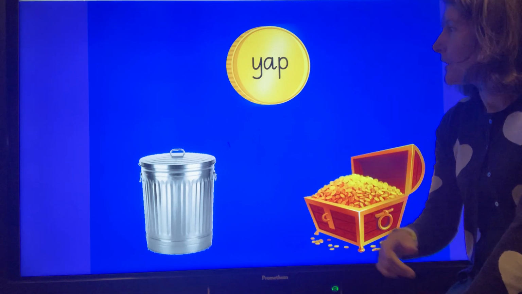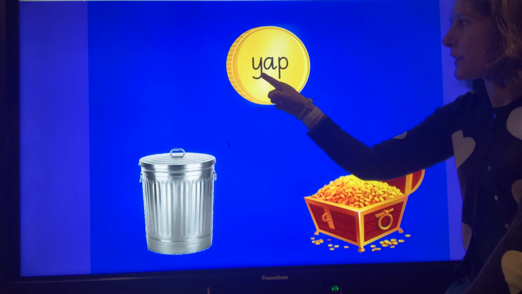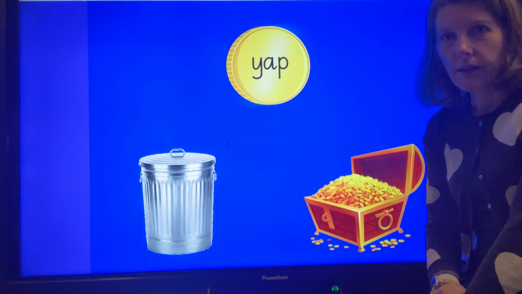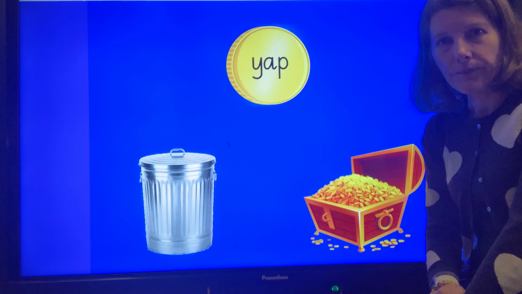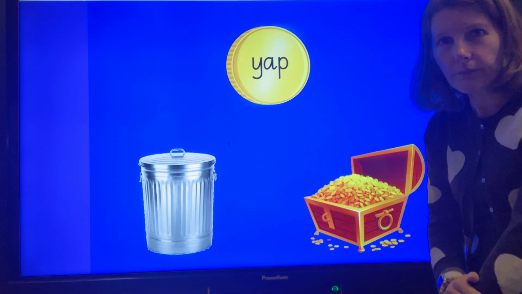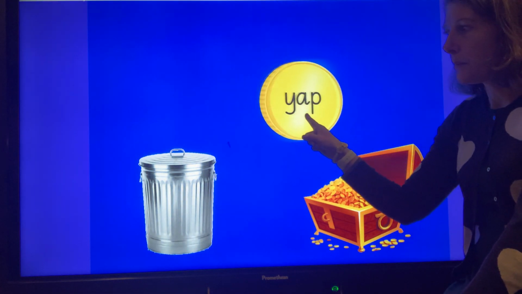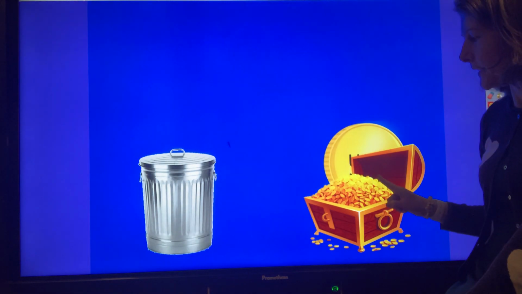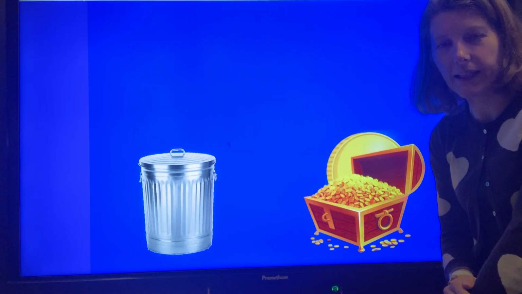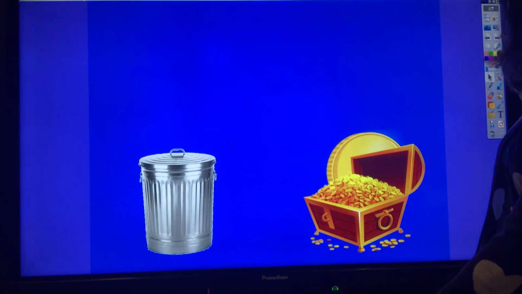Are you ready? So the first word is y-ap. That says yap. Is yap real or is it made up? What do you think? Okay, where's it gonna go? It's real. Well done. Yap. It's like a funny high-pitched bark, like yap, yap, yap, yap. Maybe one of those little dogs might make.